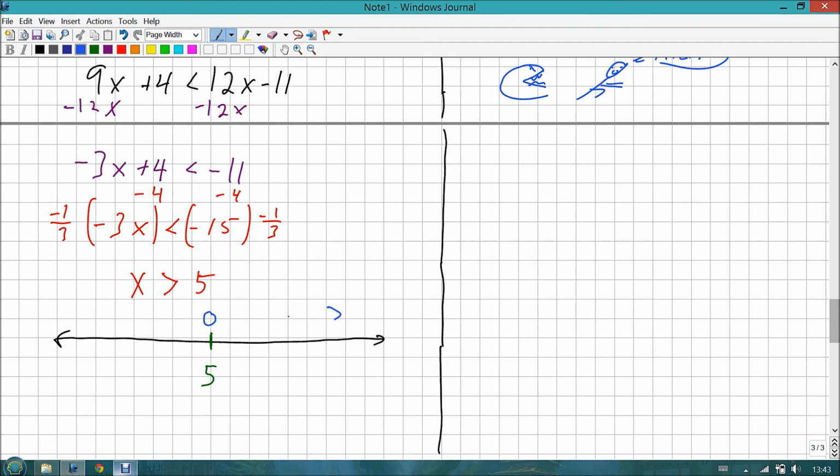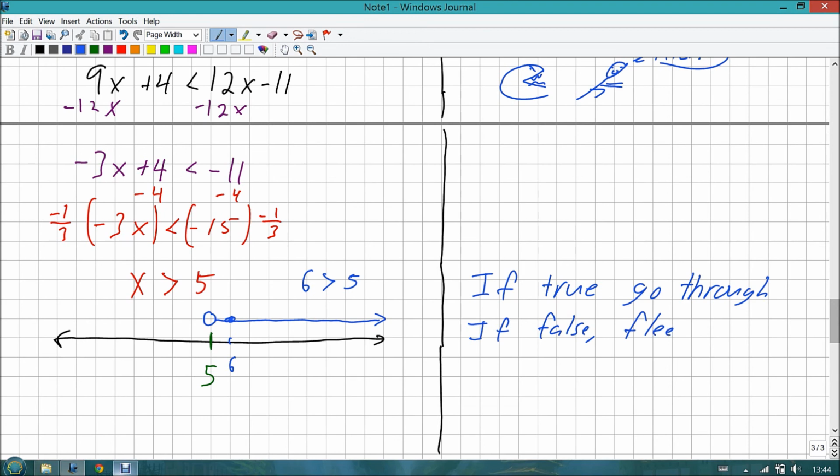To figure that out, I would plug in a test point, like 6, and see if it makes a true statement. Is 6 greater than 5? It makes a true statement. 6 is bigger than 5. So if true, go through. If false, flee.